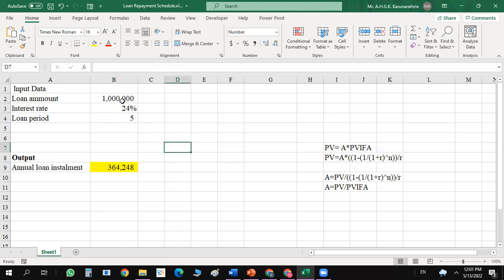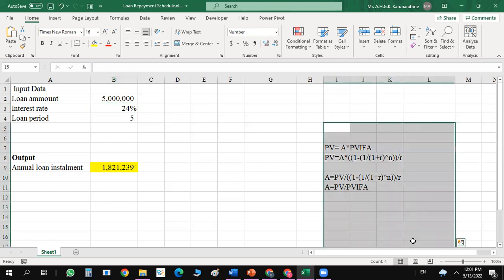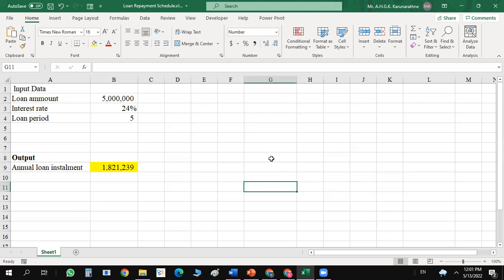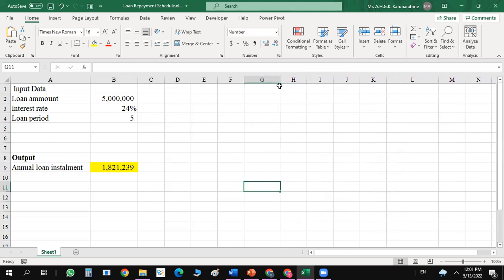So we develop a simple model. Now, if you want to borrow 800,000, quickly it will tell you what the loan installment is. This is the loan installment. If you are going to take 5 million, this is your loan installment, right? So we'll see how to prepare our loan repayment schedule.